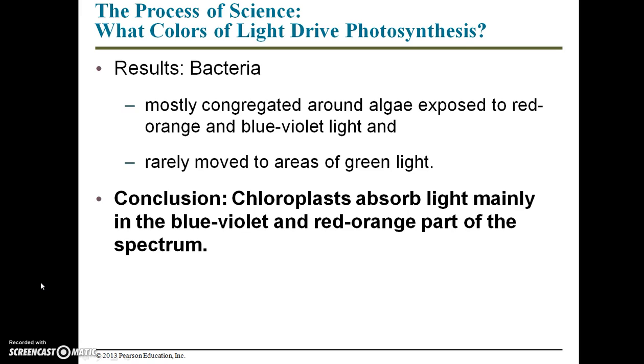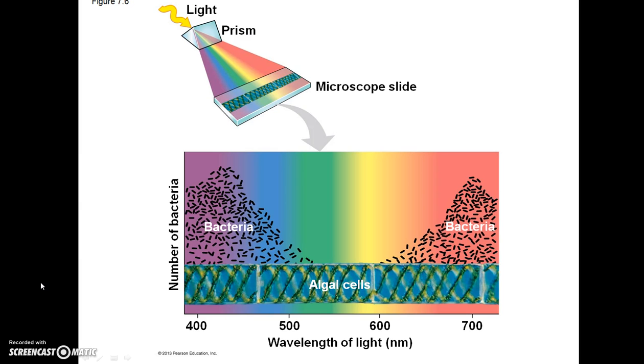So remember that oxygen production is an indication of where photosynthesis is occurring, since oxygen is a byproduct. So because these bacteria were congregating in areas where the algae was exposed to red, orange, and blue-violet light, he concluded that the chloroplasts were mainly using those wavelengths of light for photosynthesis.